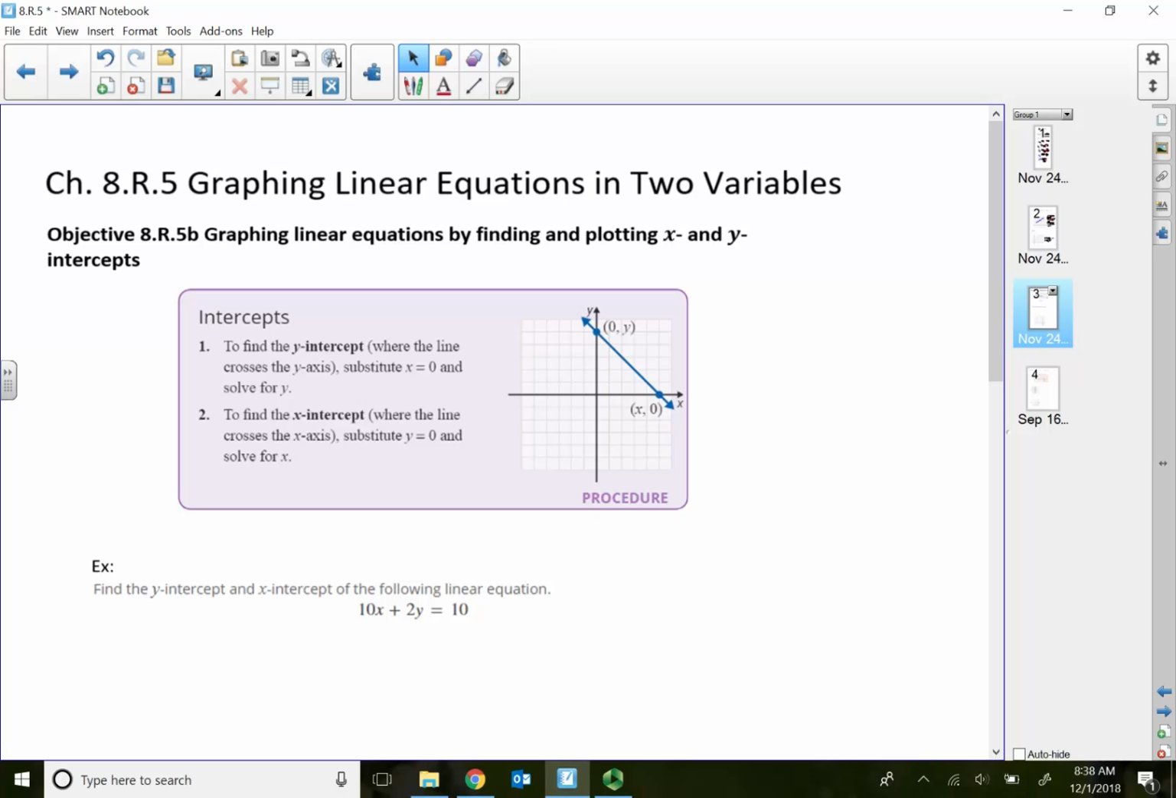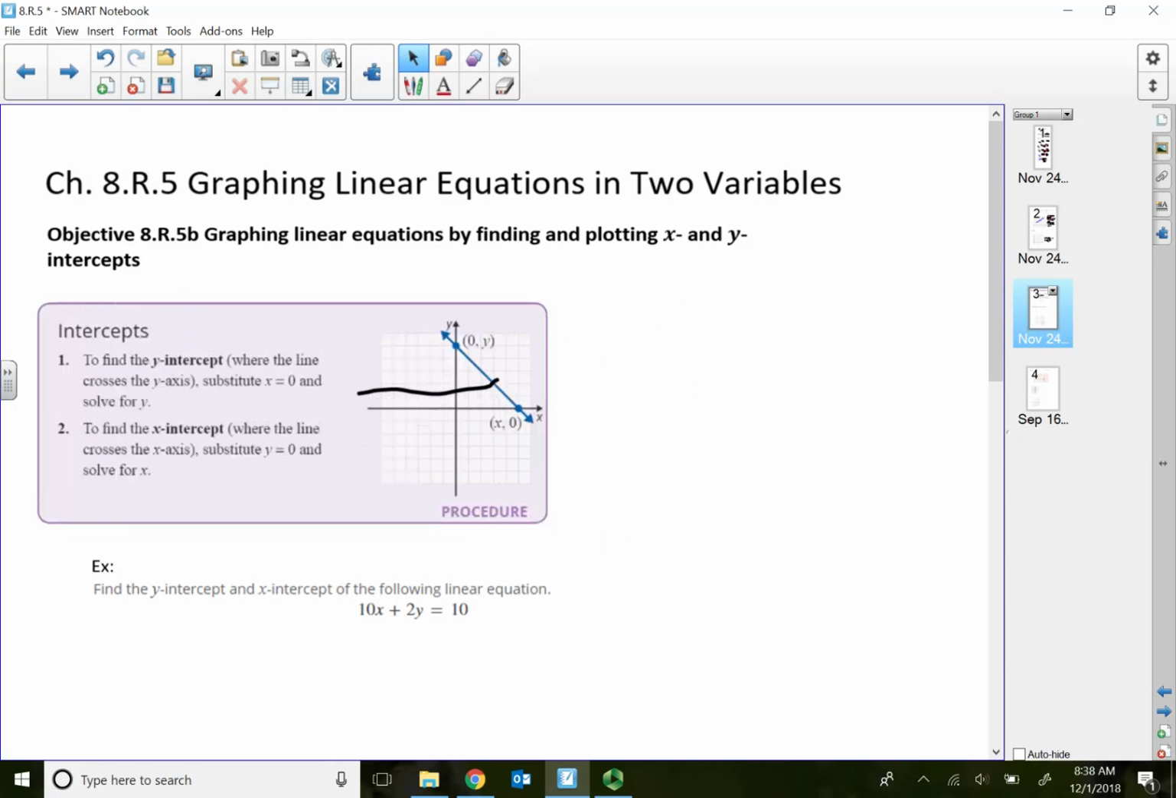Welcome back to Math 155, Section 8.5 Integrated Review. So in this lecture video, let's take a look at how we can graph our linear equation by finding what we so-called the X and the Y intercepts. So exactly what is an X intercept or Y intercept?